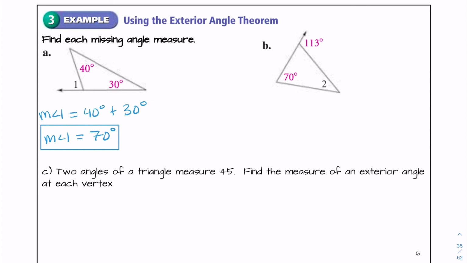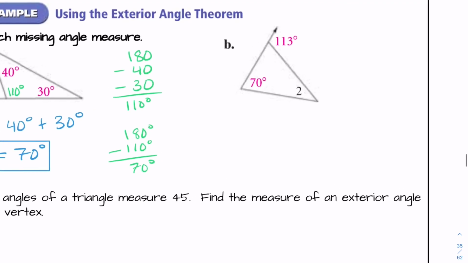Think about this. 180 take away 40 and take away 30 is 110 degrees. That would be this angle right here. And then what's 180? Now that it's a straight line, take away 110 and we get 70 degrees. So you don't have any other option but for that to be 70 degrees. So that's just one of the ways to do it.